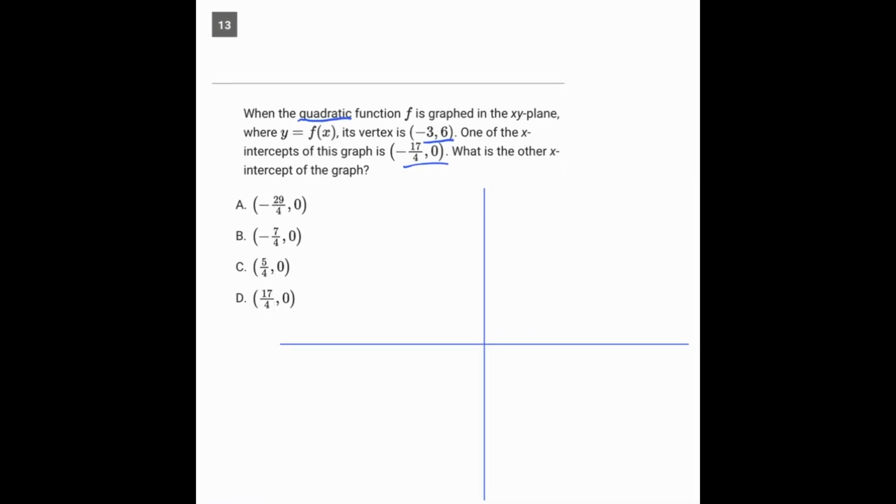So we've got our vertex at -3, 6. So it's around here. Our x-intercept is -17/4, 0. Now putting that in the calculator, or just figuring it out by arithmetic, you can find out that that's -4 1/4. So let's go to -4, -5, and -4 1/4, let's say it's around right here. So in other words, we have half of this parabola, and we need to figure out where the other half is.